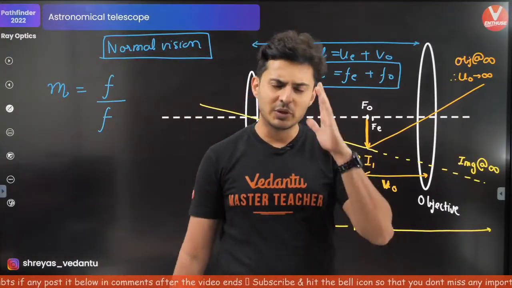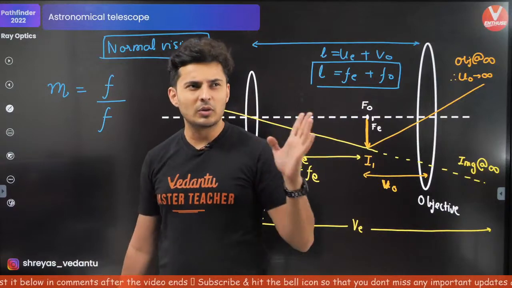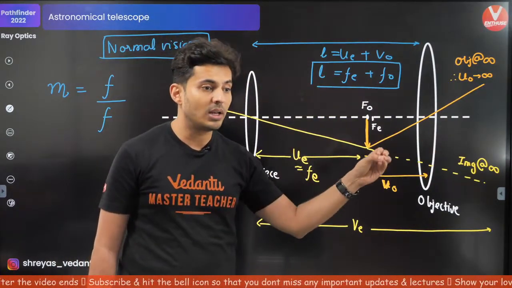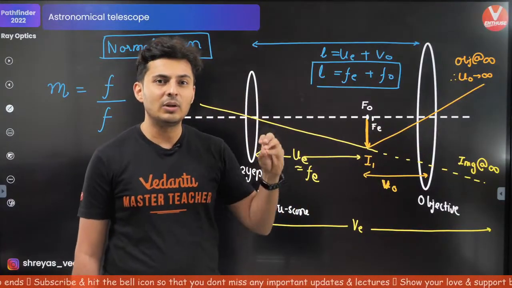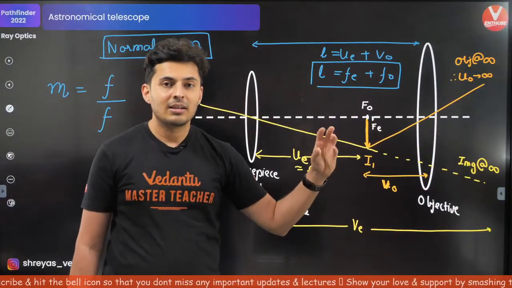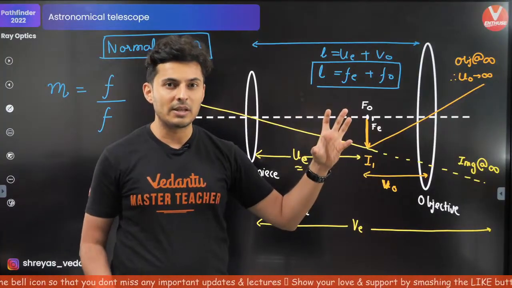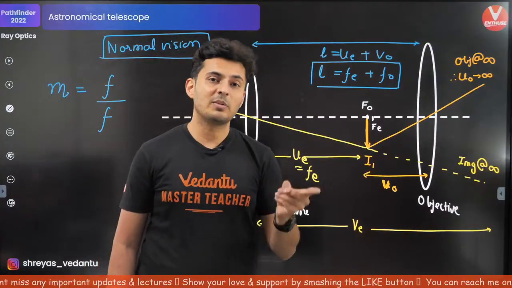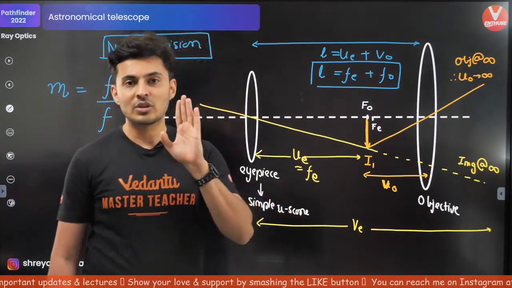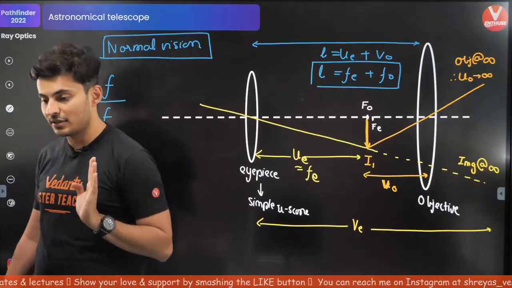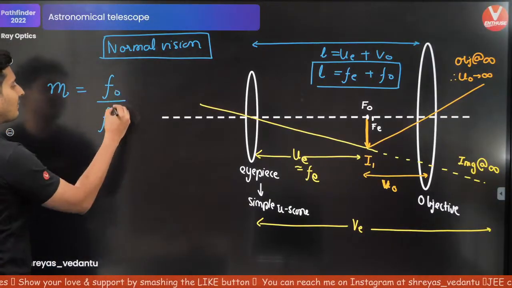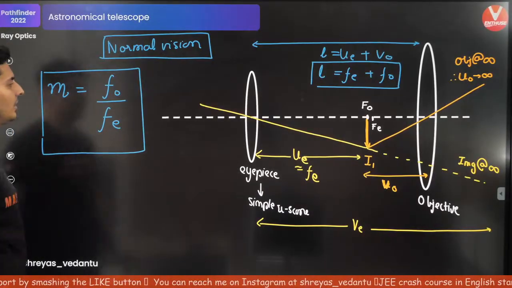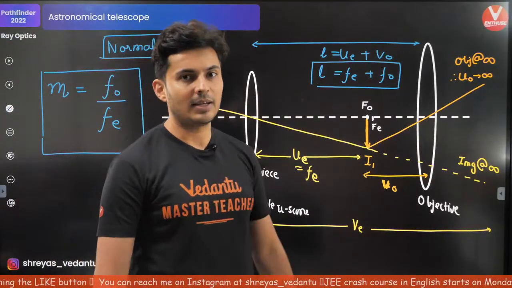Okay, I'll give you a hint how you can remember it. See, for microscopes, it was something into 1 plus D by F, where F was the focal length of the eyepiece, or it was something into D by FE, where you see it in the normal vision. Always FE is there in the denominator, if you notice. So remember, for telescope also it's the same thing. So it is always FO by FE. Understood? Keep this also in mind. Two important formulas: length and magnifying power.